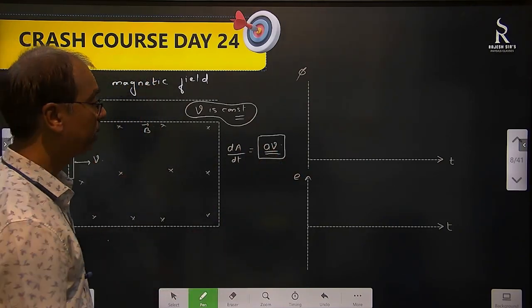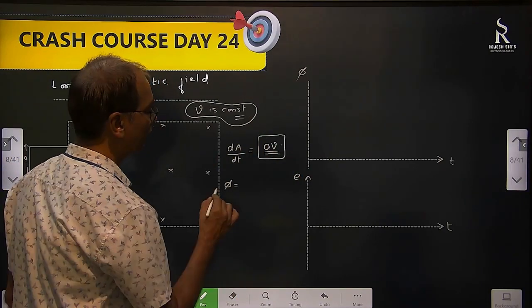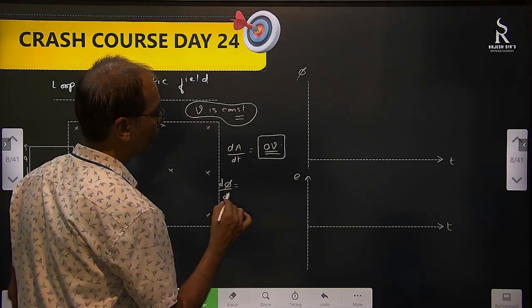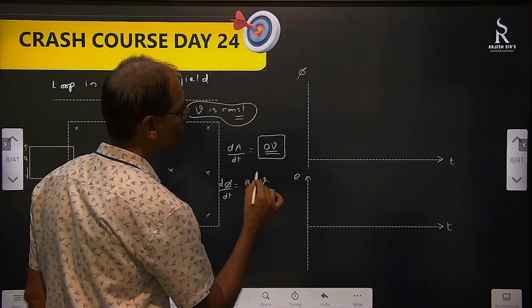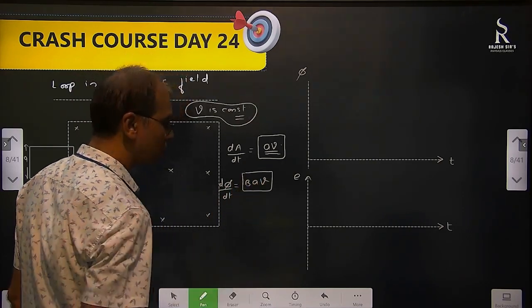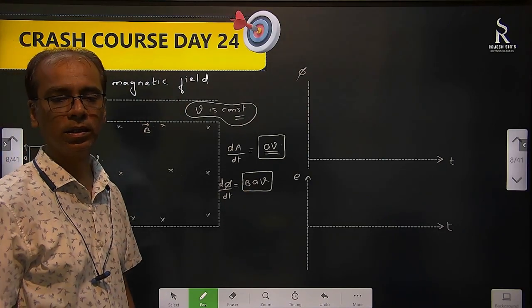Right. If I say magnetic flux is B into area, or if I say dφ by dt, you will say B into dA by dt, which is B into a into v. So you see that this dφ by dt is also constant.